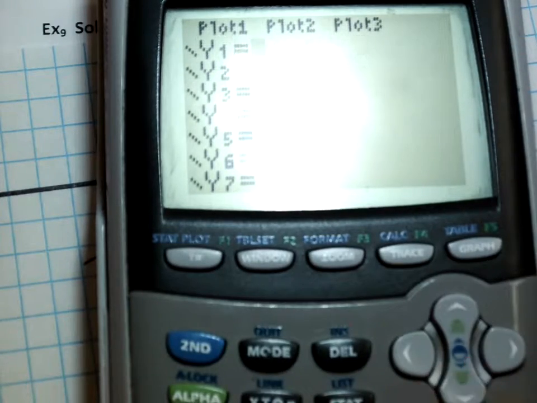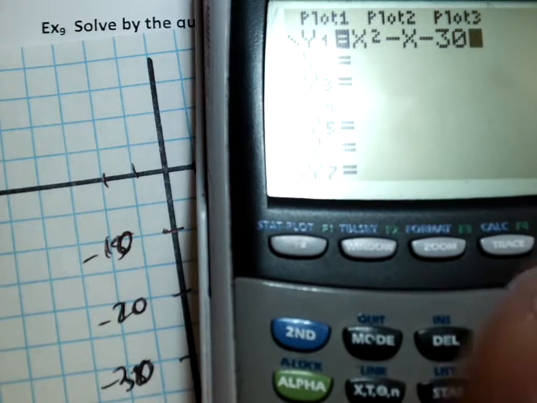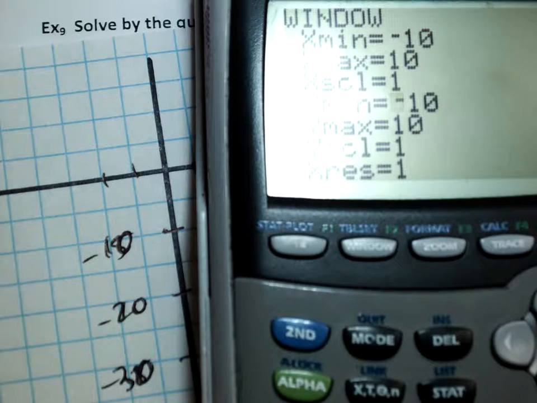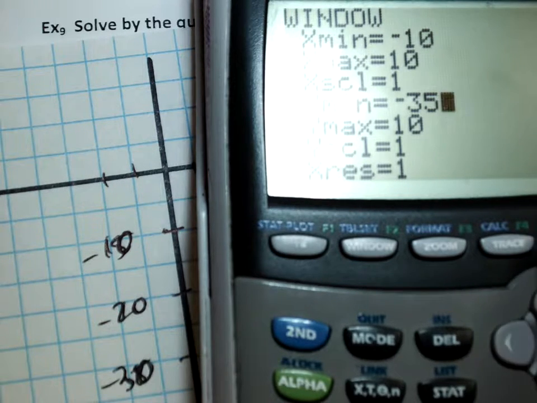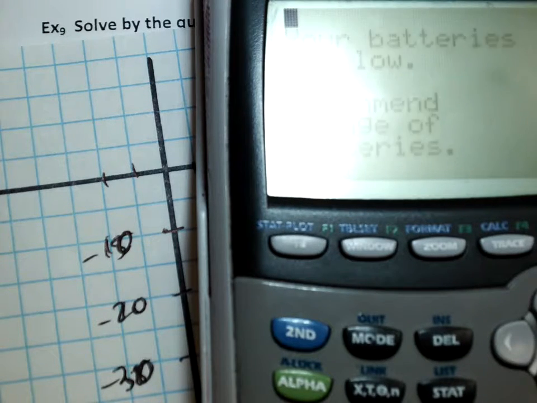Okay, clear. So I'm going to go x squared minus x minus 30, right? And before I graph it, I'm going to play around with my window a little bit because I know the negative 30, right? So I'm going to go to my window. For sure it's going to go to negative 30 on the y min. Let's make it go further than negative 30, maybe negative 35. I'm just playing around with the window. And then I'm going to try and graph it. Okay, there it is. That looks pretty good. Oh, lost it because my batteries are low. Okay, there it is.